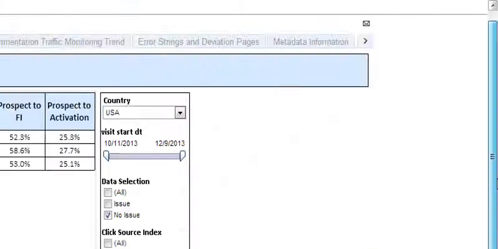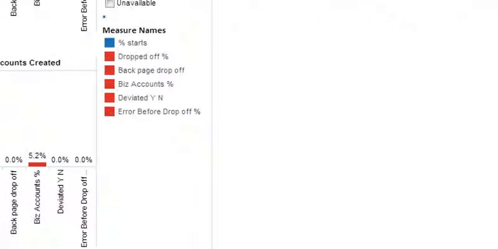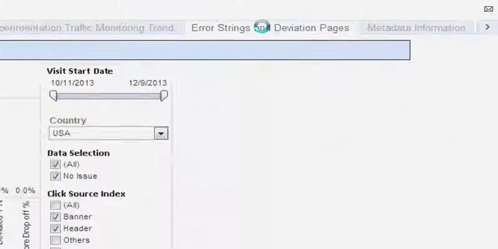So what execs care about are the conversion rate, that is number of accounts created over the number of starts. We see here the statistical significance test, where at one glance a user can understand which metric is doing better and whether it is statistically significant or not. Apart from this, there are a few other metrics such as FI addition and activation rates also, which the execs care about.